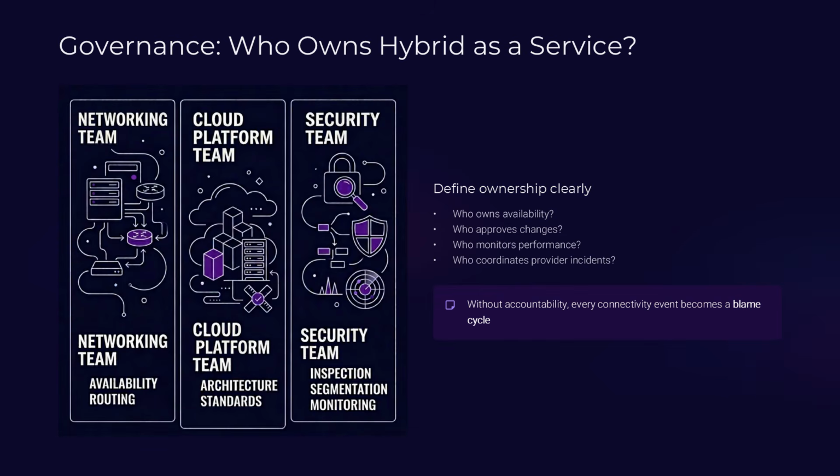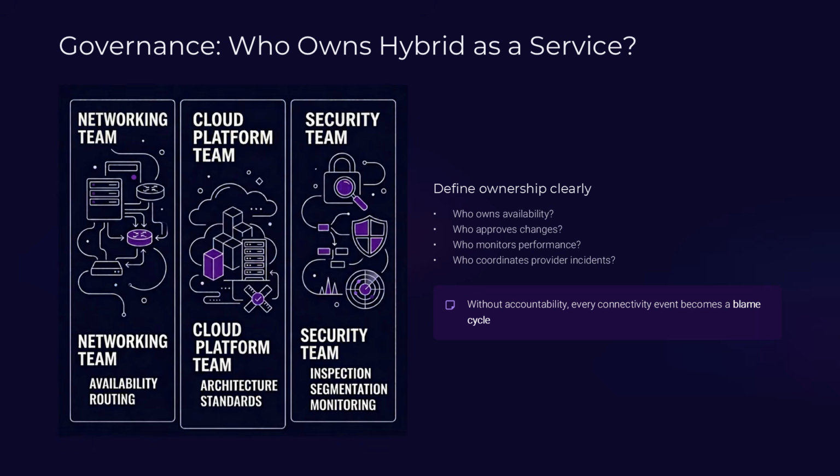With scale established, you now move to governance because hybrid connectivity is not a one-time deployment, it is an ongoing service. Leaders should be able to ask who owns availability of hybrid connectivity, who approves changes, who monitors performance, and who coordinates incidents with providers.